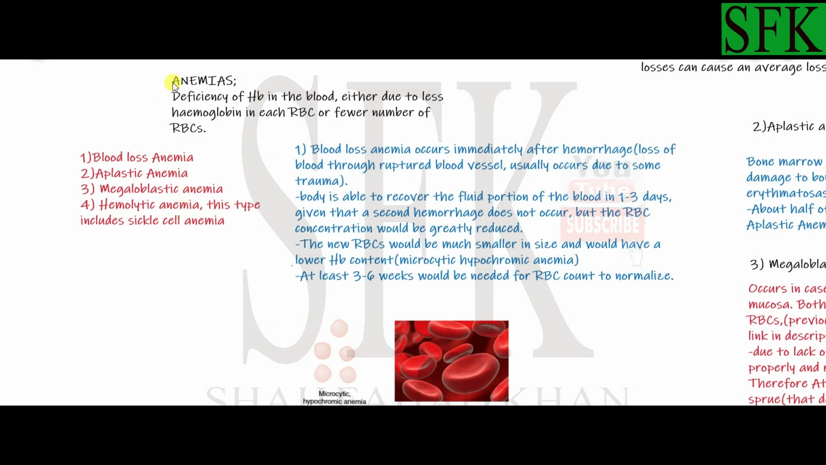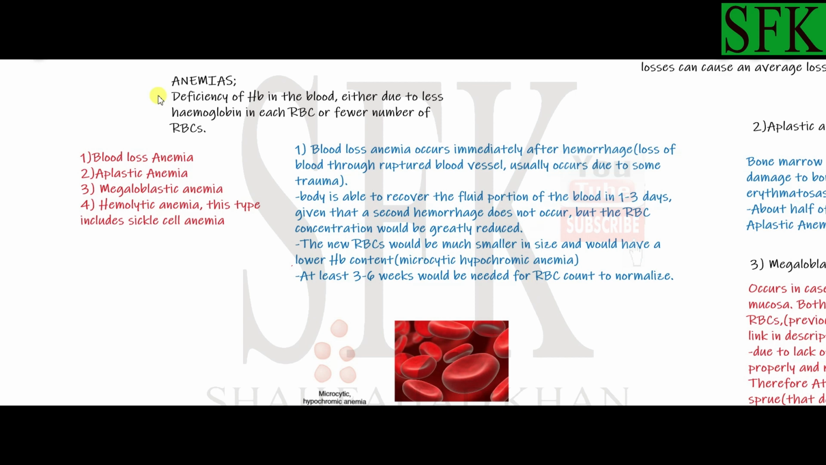Okay, guys. So in this lecture, we are going to talk about anemias and its different types. Anemia is basically a blood disorder in which the hemoglobin concentration in the blood decreases, either due to a decrease in the number of red blood cells or due to a decrease in hemoglobin in each cell. In either of the two cases, anemia would develop.